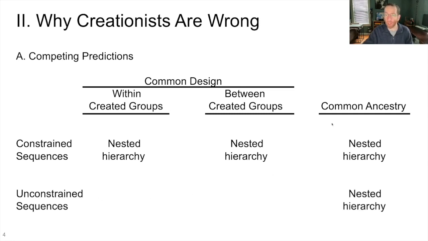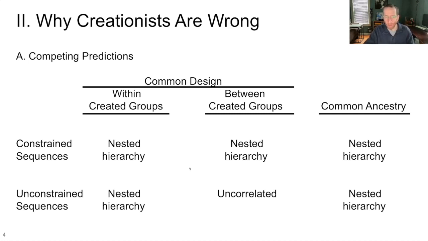For common ancestry, we expect the unconstrained sequences, where the actual order of the bases doesn't matter and you can have different bases and it works fine, to show a nested hierarchy. Why? Because everything shares common ancestry. For common design within created groups, we also expect a nested hierarchy, because within the groups you share common ancestry. But between the created groups, where we don't have constraint at the sequence level and we don't have common ancestry, there we expect those unconstrained sites to be uncorrelated between those groups.